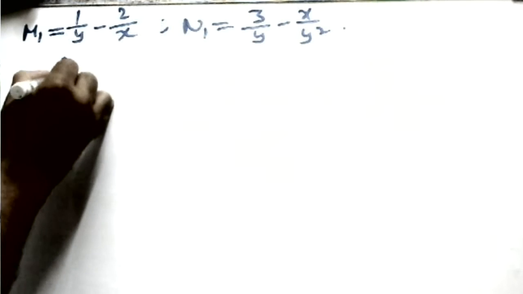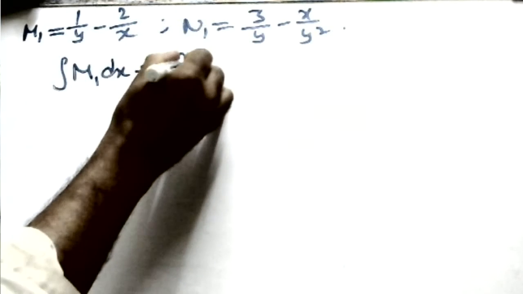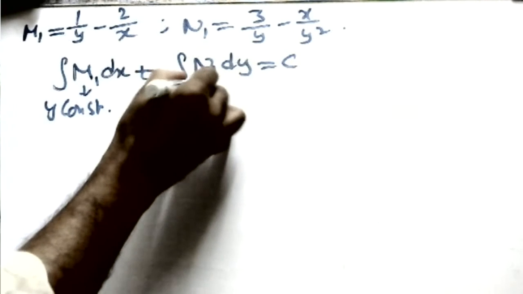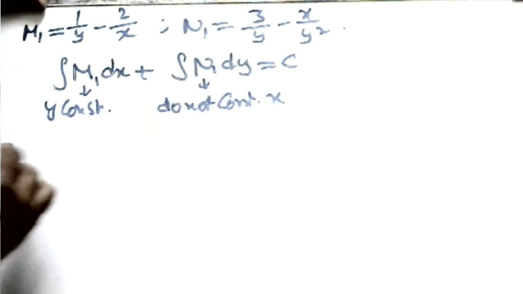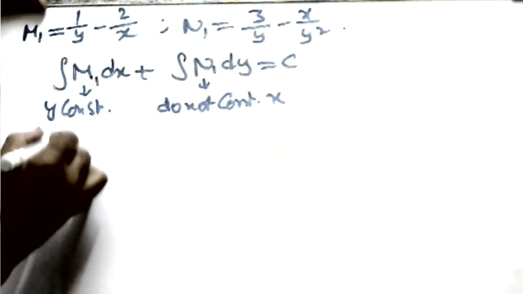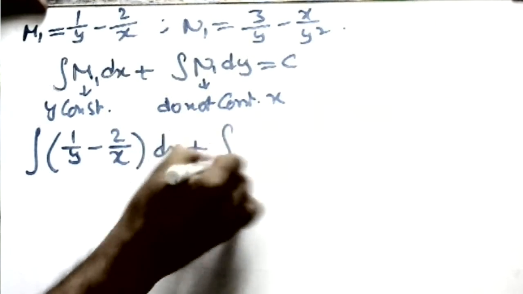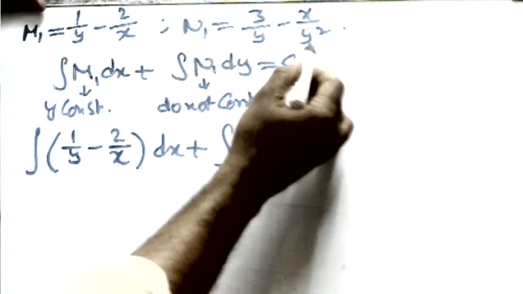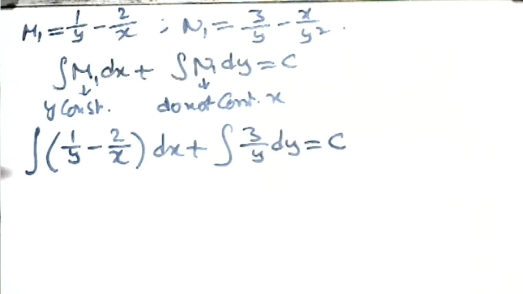Now see here, let me use the formula. What the formula we have? In the previous class we already learned about this, integration of m dx plus integration of n1 dy equals to c. Here we take y as constant. Here we take terms which do not contain x. So let me continue. Integration of m1 is 1 by y minus 2 by x dx. In n1 we have to take only terms which do not contain x. So this contains x, so we do not take this one, we take only this 3 by y dy equals to c.